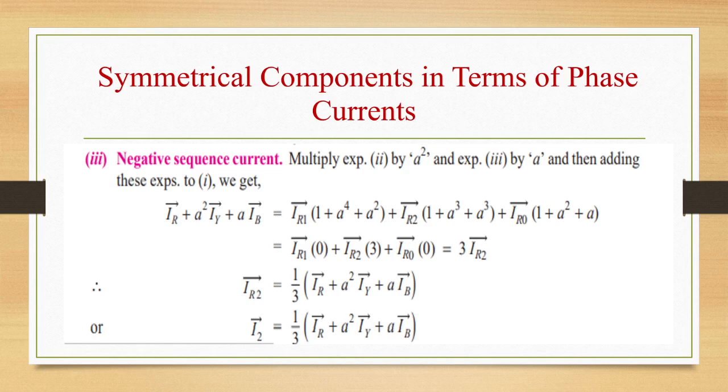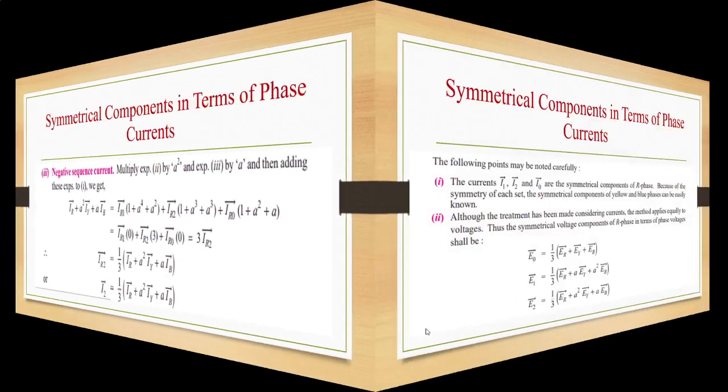Now negative sequence current: multiplying expression 2 by A square and expression 3 by A, and then adding these to expression 1. So IR plus A square IY plus AIB equals IR1 into (1 plus A power 4 plus A square) plus IR2 into (1 plus A cube plus A cube) plus IR0 into (1 plus A square plus A). So these terms are 0 and the remaining is only 3 into IR2. So now IR2 is 1 by 3 times (IR plus A square IY plus AIB), and we have to remove this R. So I2 will become 1 by 3 into (IR plus A square IY plus AIB).